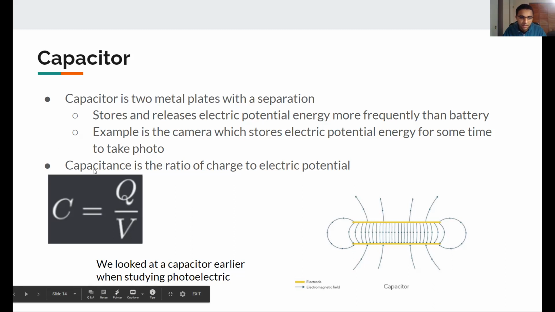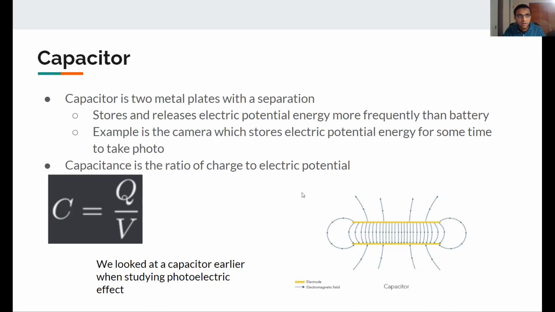And so capacitance is the ratio of charge to electric potential. The key equation is C equals Q divided by V. And earlier we looked at the capacitor way back, if you remember the photoelectric effect, where we were thinking about the capacitor, where light can flow from one plate to the other.